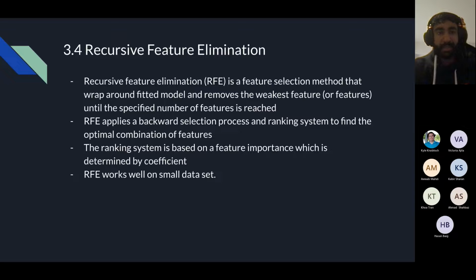Moving on to recursive feature elimination. RFE, or recursive feature elimination, is a feature selection method that wraps around a fitted model and removes the weakest feature or features until we reach a specific number that we want. RFE applies a backward selection process and ranking system to find the optimal combination of features, and the ranking system is based on a feature's importance, which is determined by the coefficient.